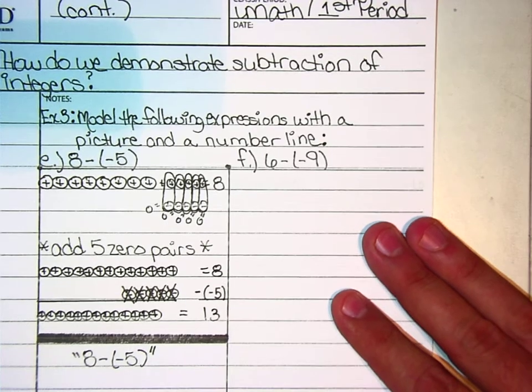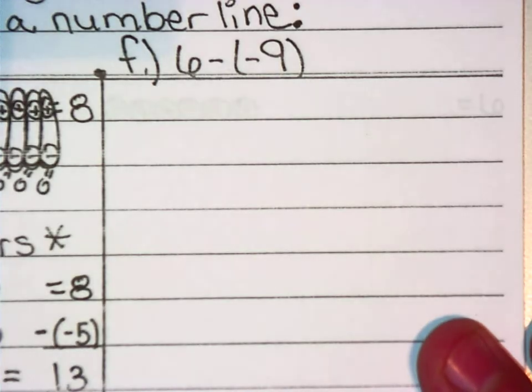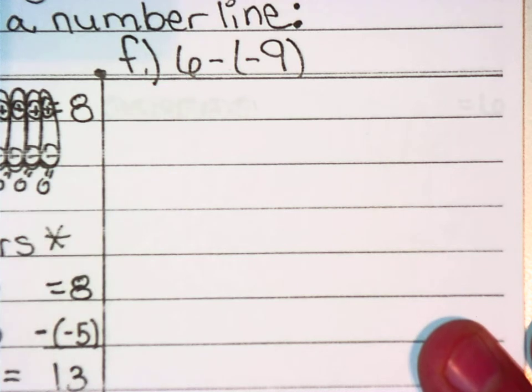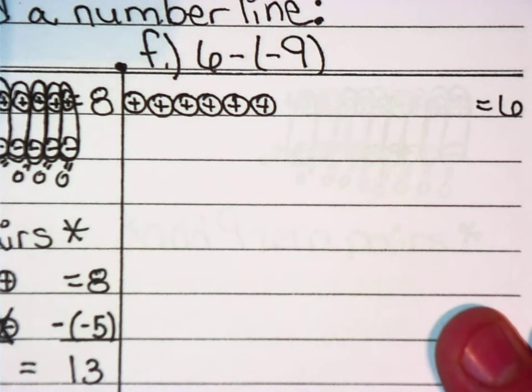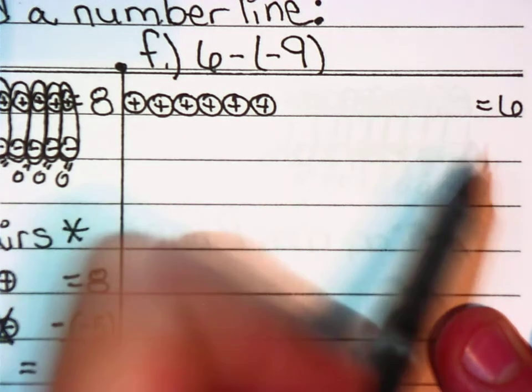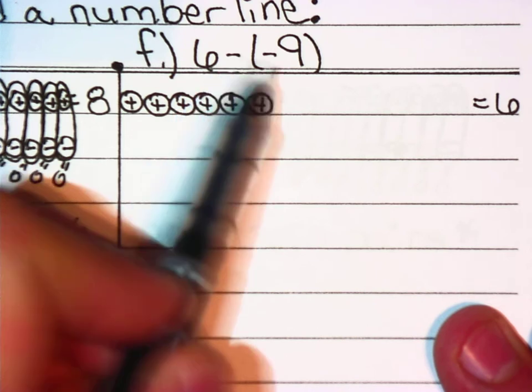Now let's look on to example F. Example F says we have 6 minus negative 9. So let's begin modeling this with integer circles and start with our first digit, a positive 6. So I'll begin by drawing 6 positive circles. So now I have 6 circles with 6 plus signs in them. That equals positive 6. My expression asks me to take away or subtract 9 negatives.